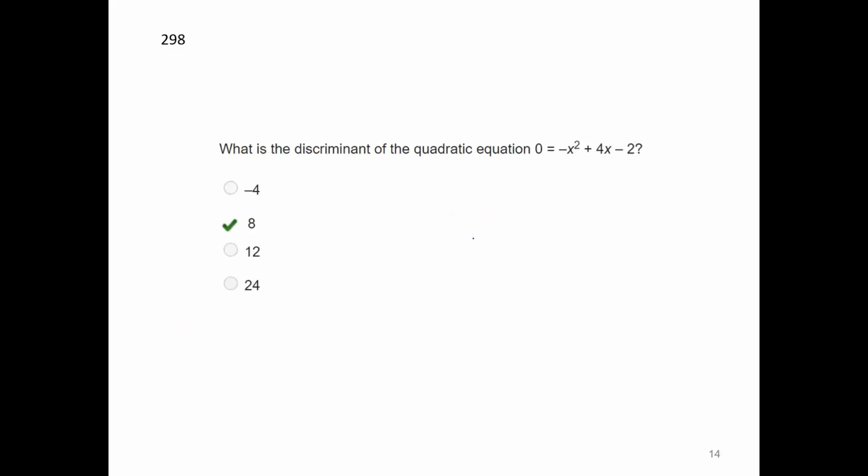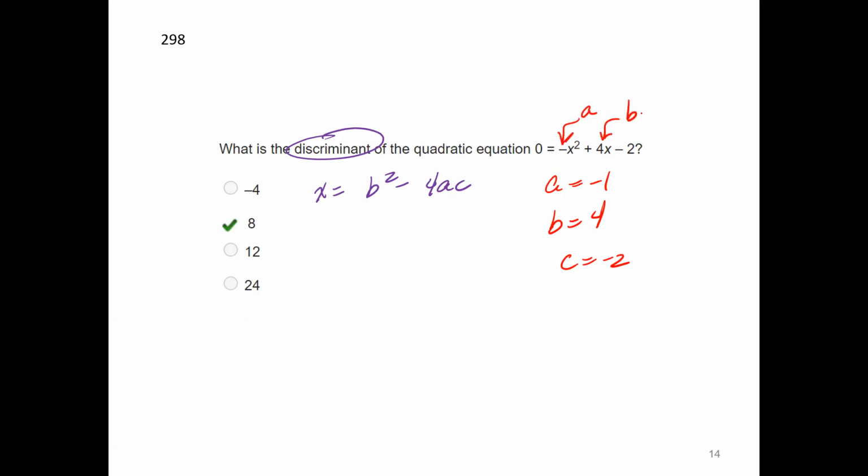Okay, so 298, what is the discriminant? The discriminant is b squared minus 4ac. So you want to copy that part down so that way you know what that is. So let's go ahead and plug the numbers in then. Okay, so your a is equal to -1, your b is 4, your c is -2. If you're like, how do you get those numbers, Callahan? It's a is right here, b is right there, c is right there.